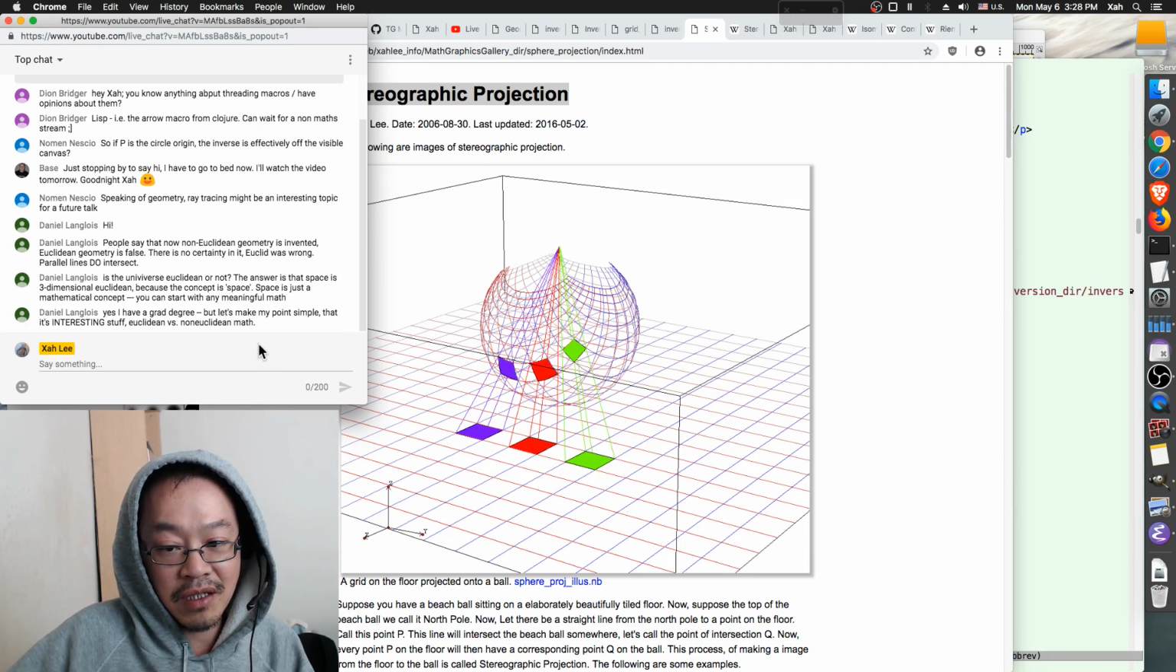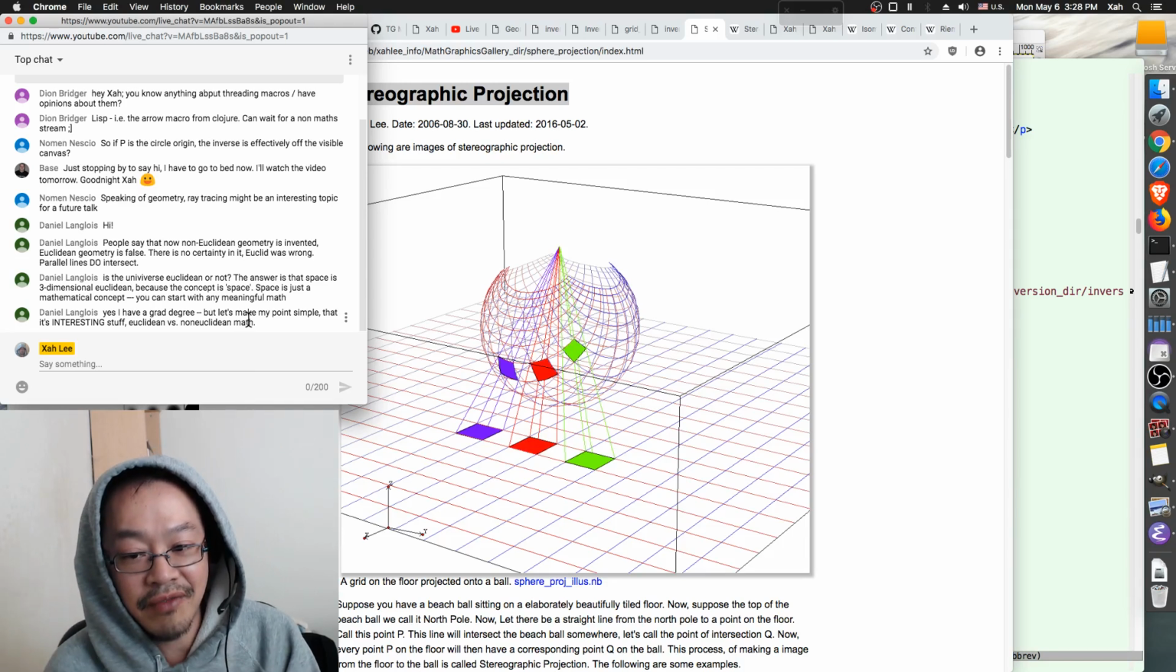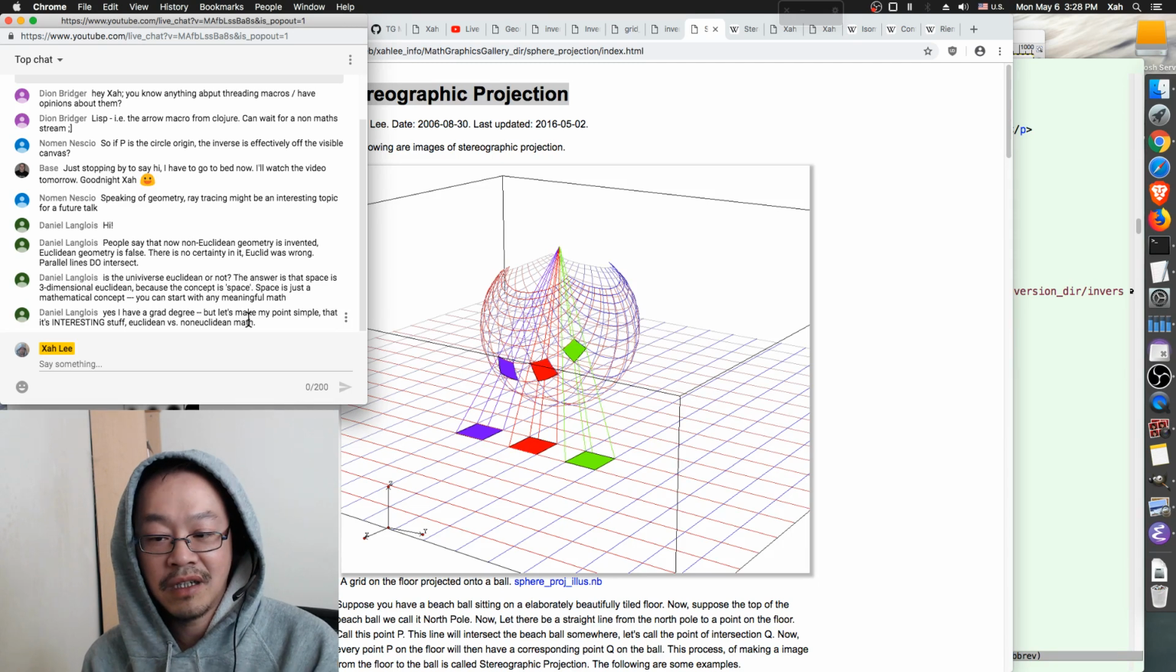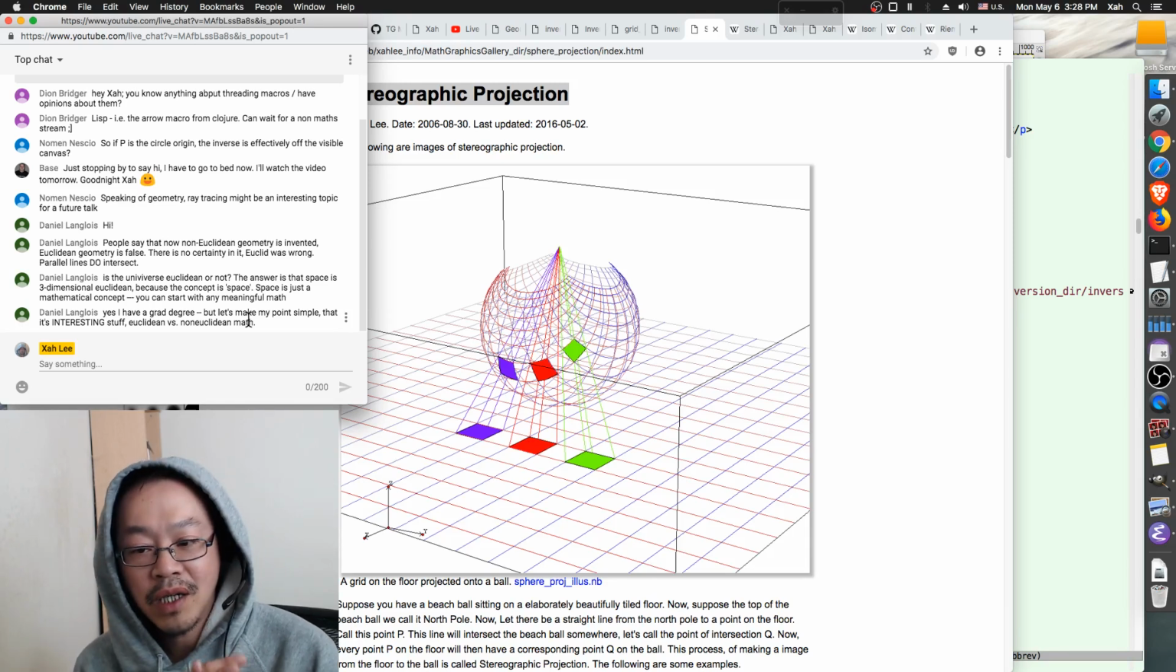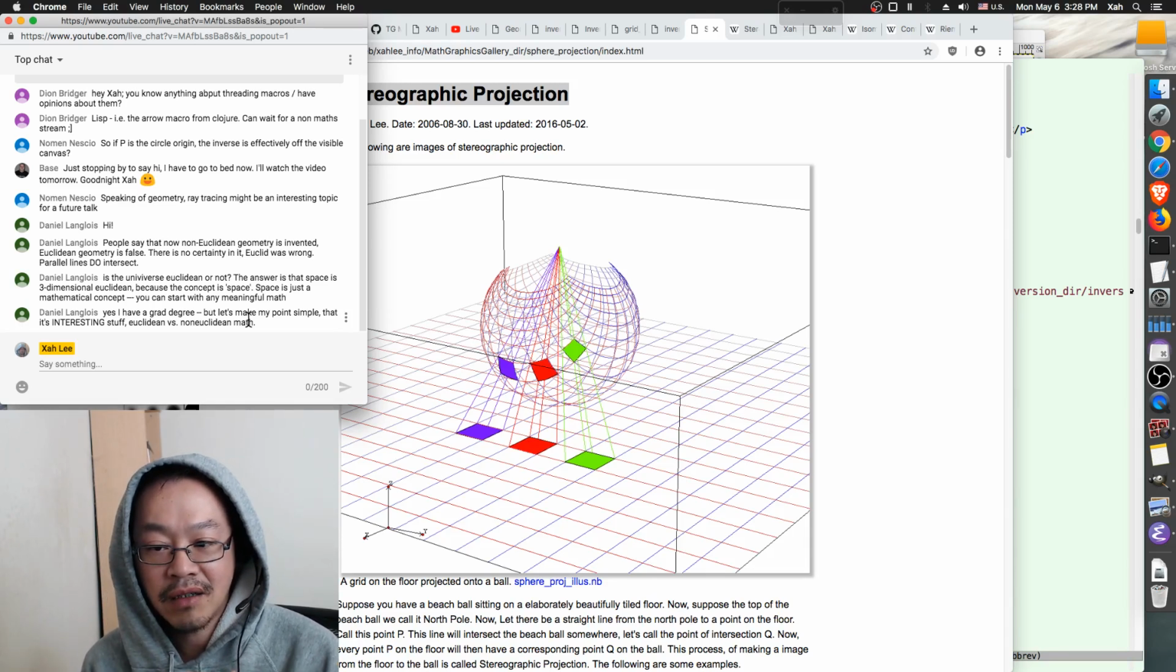So Danielle says, okay, you have a graduate degree, but let's make my point simple: that it's interesting stuff. Euclidean versus non-Euclidean. Yeah, Euclidean versus non-Euclidean is interesting. But what are you saying though? What are you saying in your last comment?